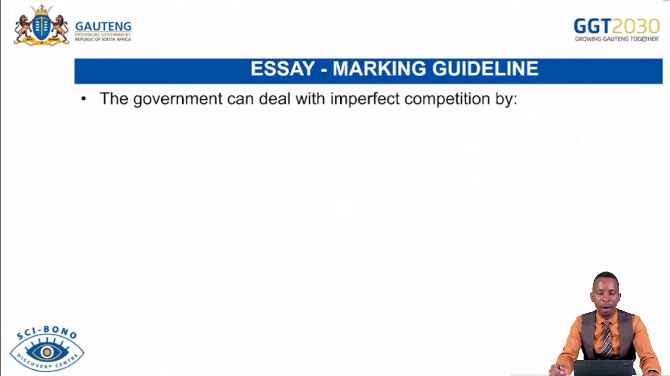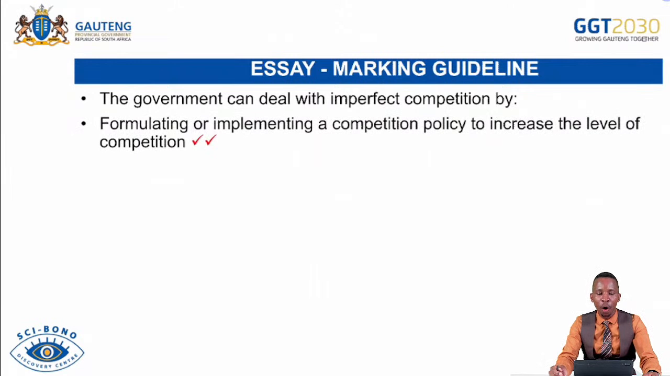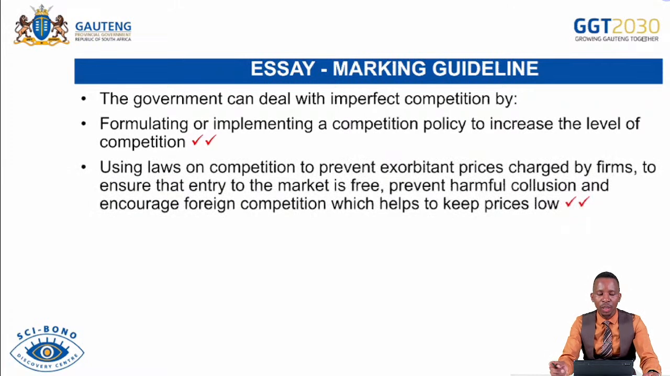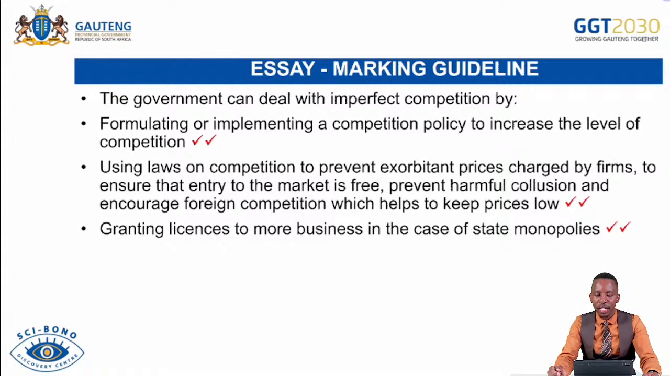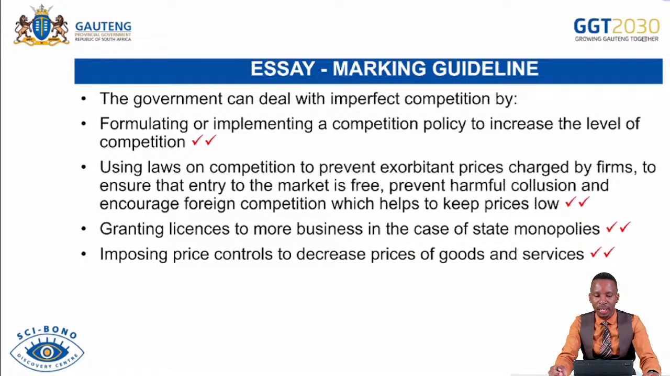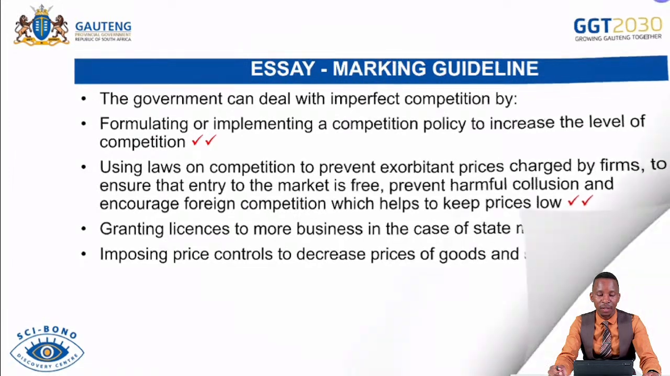We continue with the essay. The government can deal with imperfect competition by formulating or implementing the competition policy to increase the level of competition in the economy, using laws on competition to prevent exorbitant prices charged by firms, to ensure that entry to the market is free, prevent harmful collusions, and encourage foreign competition, which helps to keep prices low. Granting licenses to more businesses in the case of state monopolies. Imposing price controls to decrease prices of goods and services.